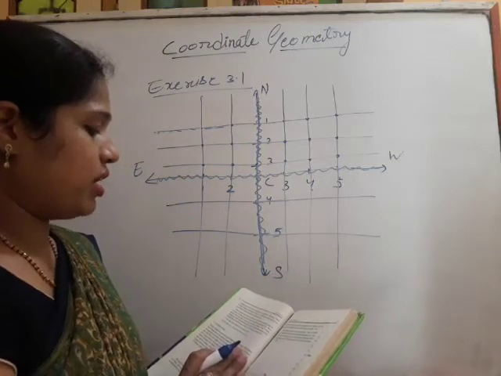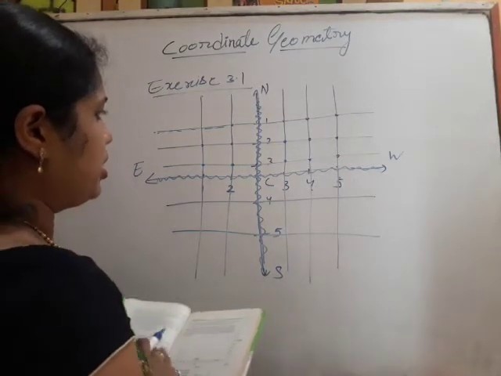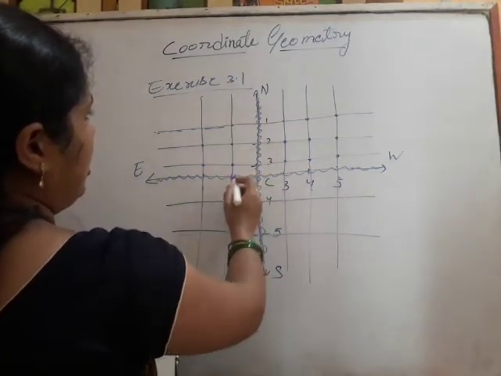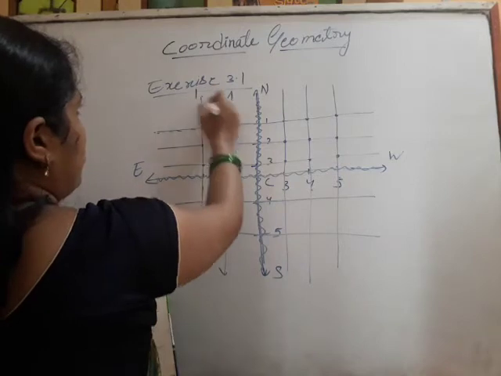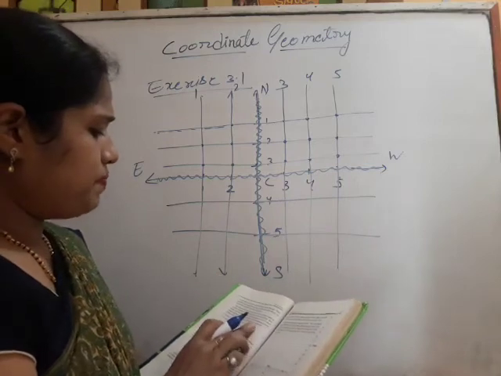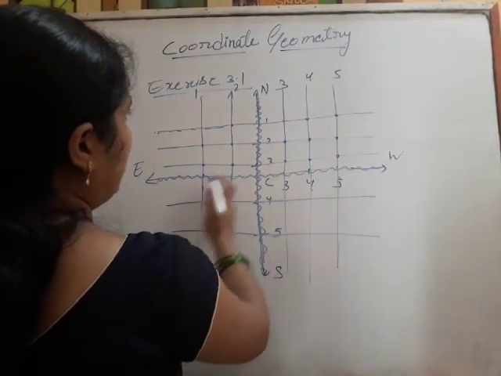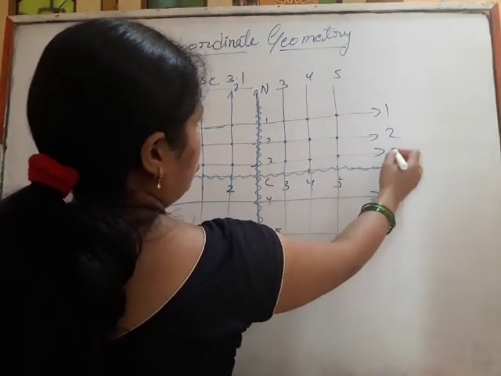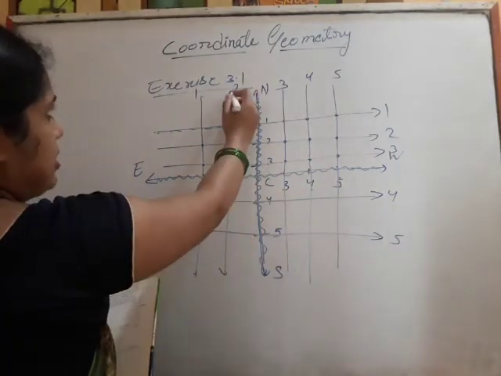Each cross street is referred to in the following manner: the second street running in the north-south direction, and the fifth street in the east-west direction. Where is the second street running in the north-south direction? First, second. This is the second street. And where is the fifth street in the east-west direction? This one. 1, 2, 3, 4, 5. This is the fifth one and this is the second one.